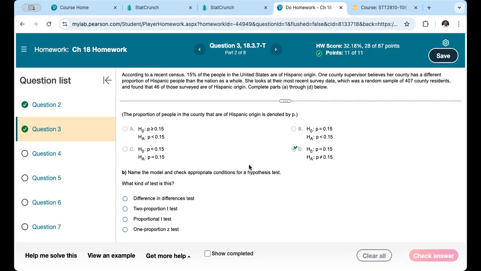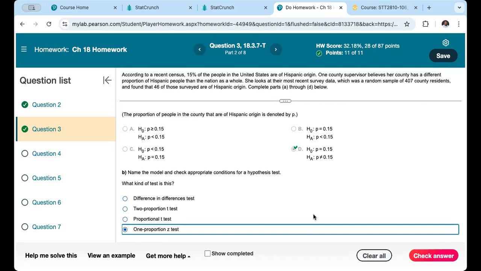And then B says that we should name the model and check the appropriate conditions for a hypothesis test. What kind of test is this? So far, what have we been dealing with? One proportion Z test. Is that okay? Not a proportion T test. It's a one proportion Z test. One proportion, not two proportion. Two proportion means p1 and p2. Good. So here it is one proportion, and not a difference in proportions test. You should just be careful on that.